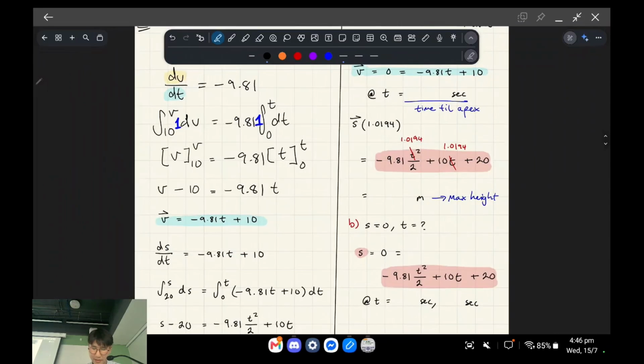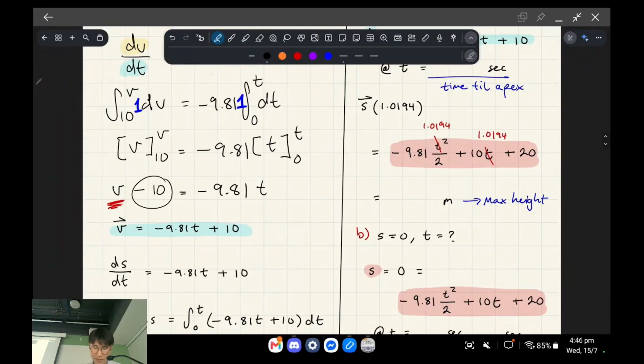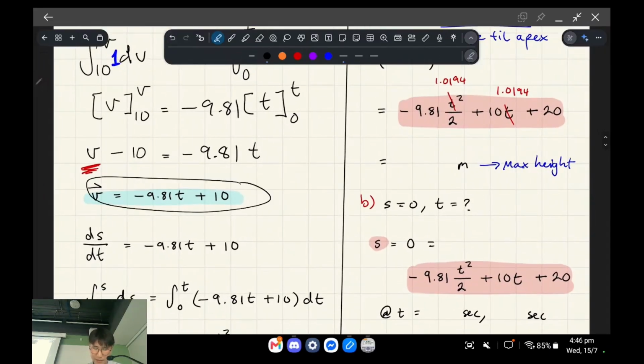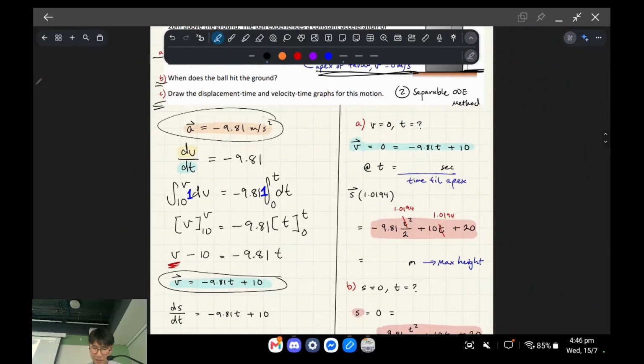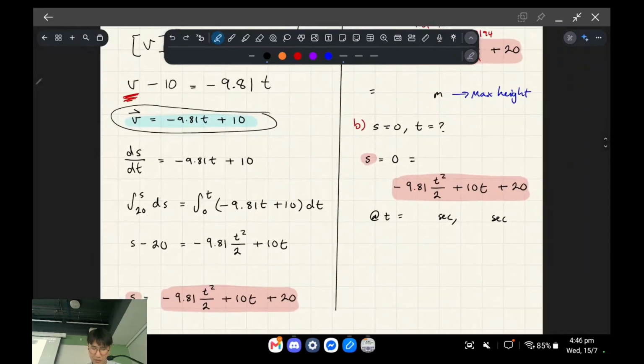So this is our function so far, and what we do is we have to isolate v, and this is going to give us our function. So if I move 10 to the other side like so, this gives us our function. So we went from acceleration, and using the separable ODE method, we got to v, basically.